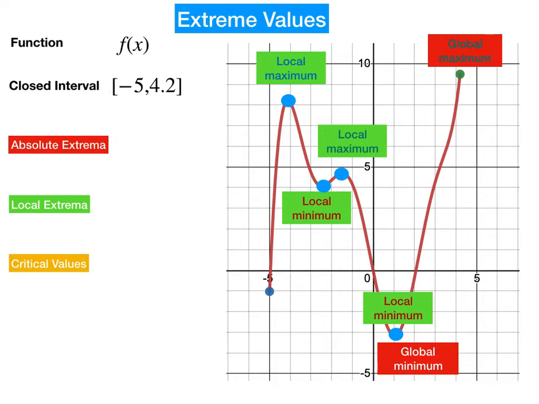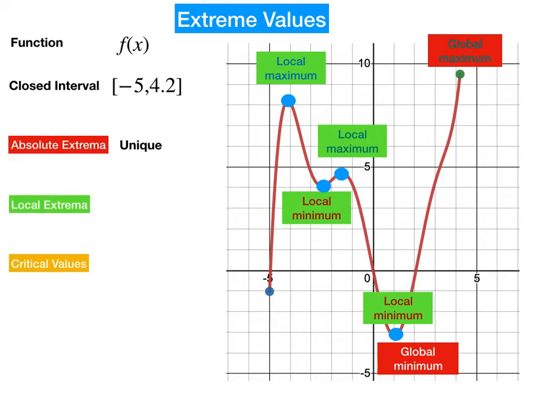Well, the first type is absolute extrema, which are the global maximum, which is the highest value of the function, and the global minimum, which is the lowest value of a function. So if these values exist, those are unique, which means you only have one global maximum and one global minimum.